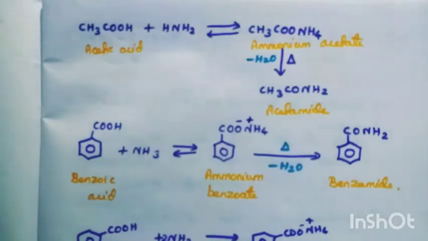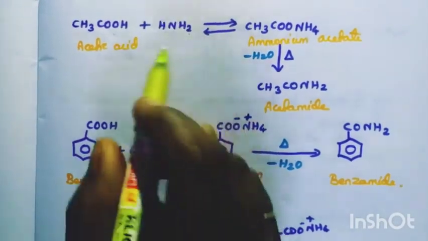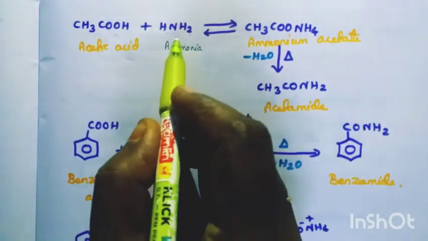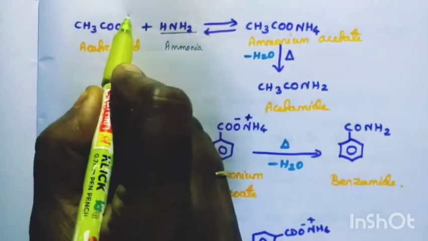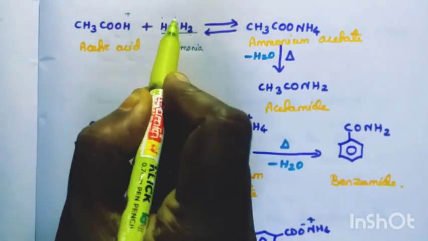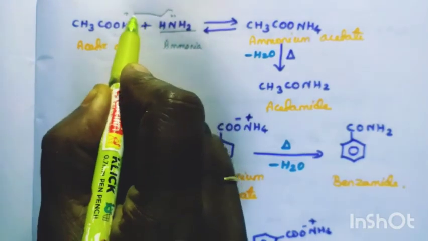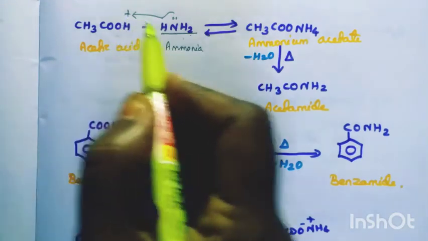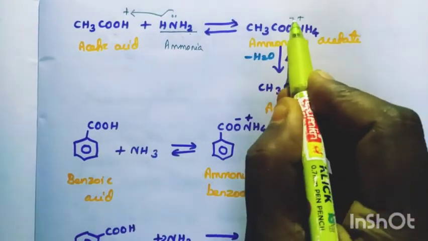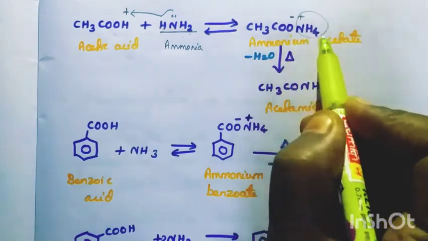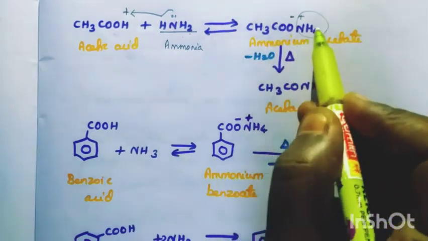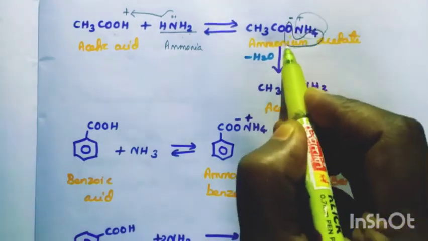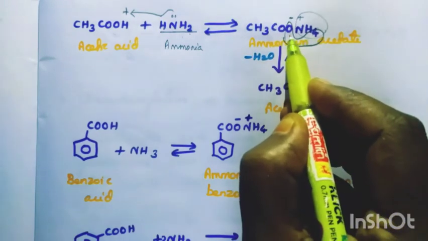Now let's see the reaction with ammonia. Acetic acid, NH3. Ammonia can also be written with N, H, and H2. How is this ammonia added? The acid moves as H plus. This nitrogen has a lone pair, so the lone pair forms a bond with H plus. So it forms NH4 plus CH3COO minus, ammonium acetate. This is unstable, so on further heating it tends to lose a water molecule, 2 hydrogens and 1 oxygen. What is the product?